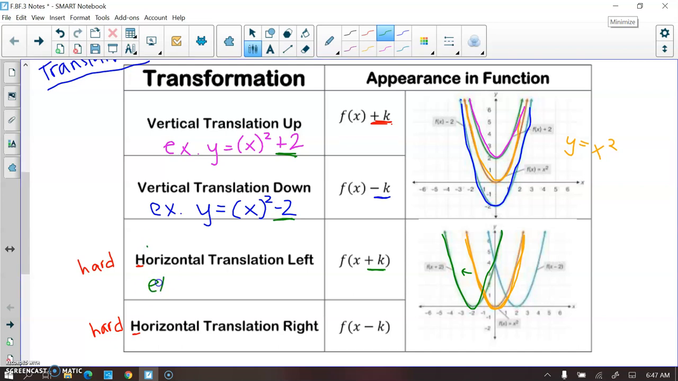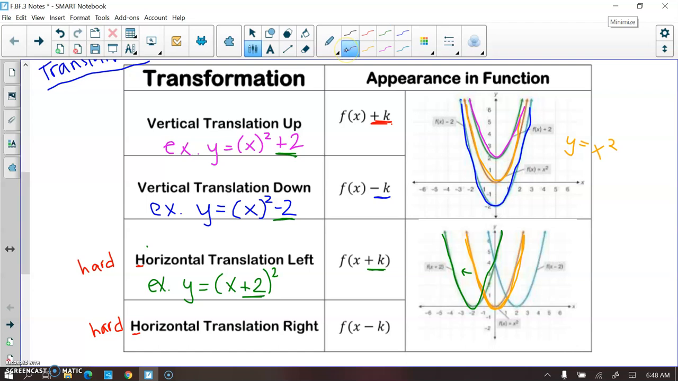So an example of a horizontal translation left would be something like this: y is equal to (x plus 2) squared. Notice that the plus 2 is on the inside of my function. It's on the inside of what's being squared. That would be a horizontal translation left.